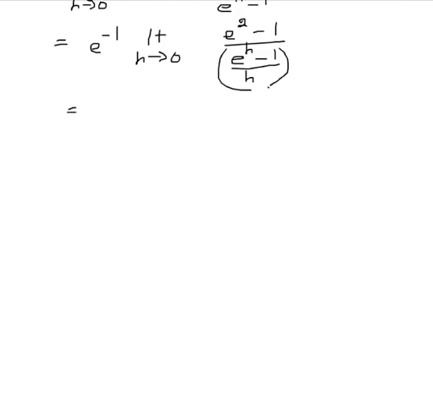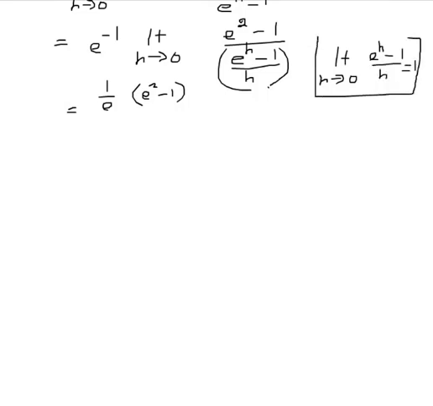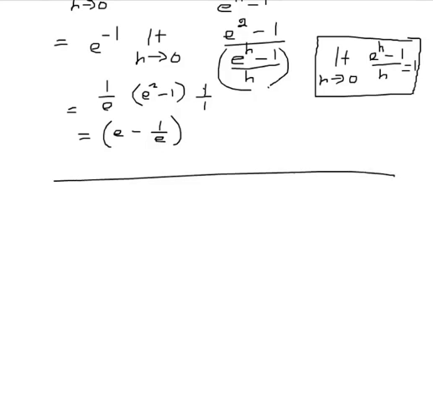Now I can apply the limits. This is 1 by e. e square minus 1 is also a constant. Now apply the limits. Limit h tending to 0 of e power h minus 1 divided by h is 1. We know this formula. Therefore, the answer becomes 1 by 1. Let us distribute. We get e minus 1 by e.